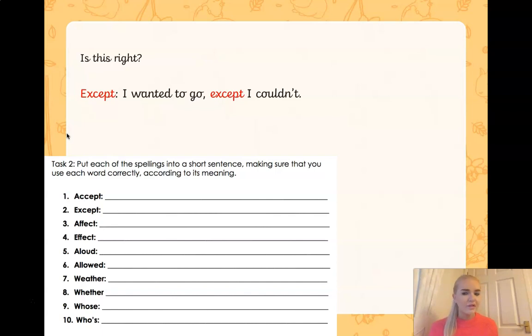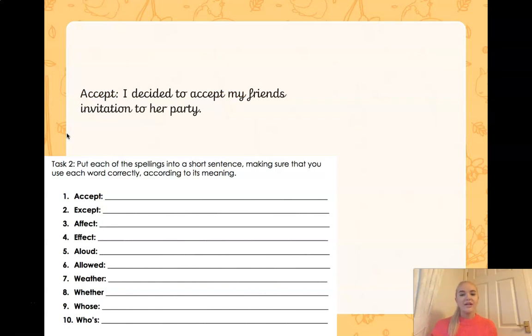Now, can you think of a way that we can put the first spelling word into a sentence for me? Pause the video and have a think. Okay, so what I could say, I decided to accept my friend's invitation to her party. Okay, so that would be the correct one. So what I would like you to do is think of 10 sentences on how to use these words and then practice them over the course of the week, please.